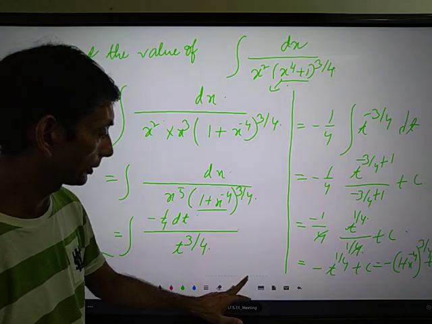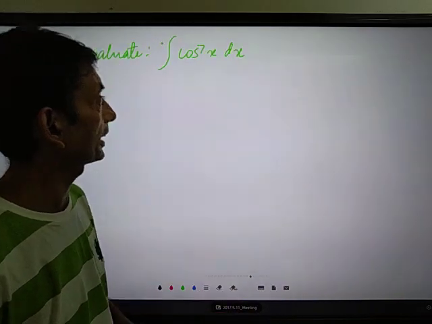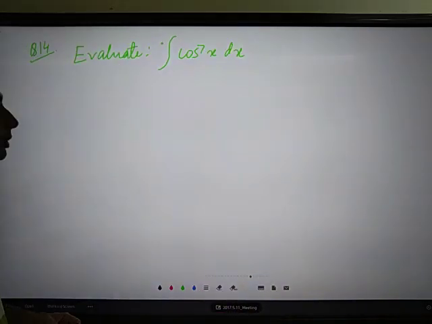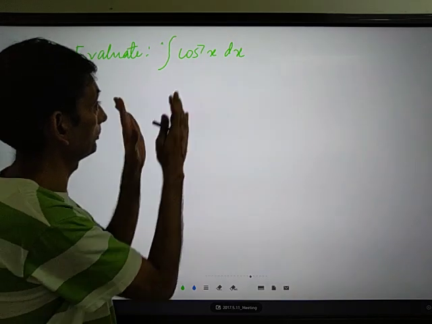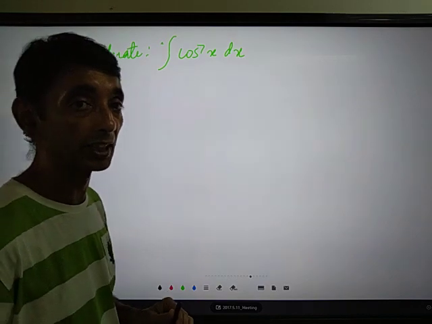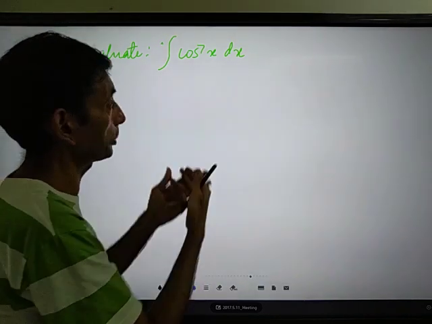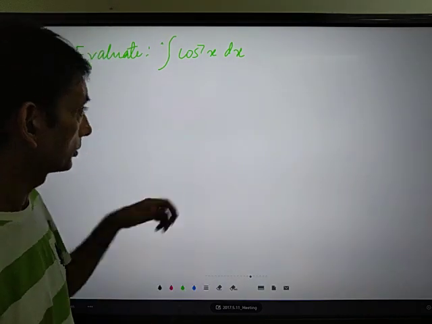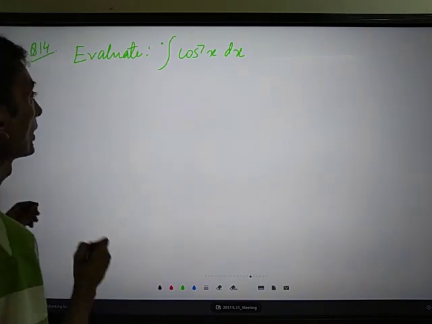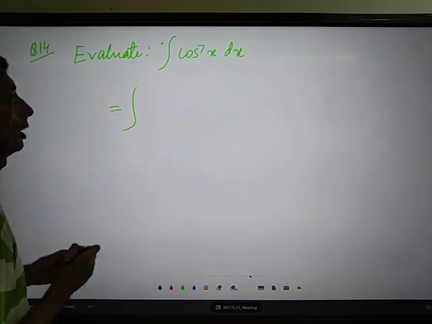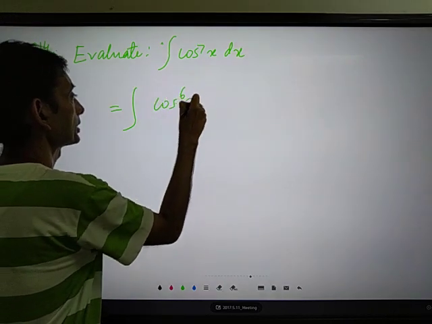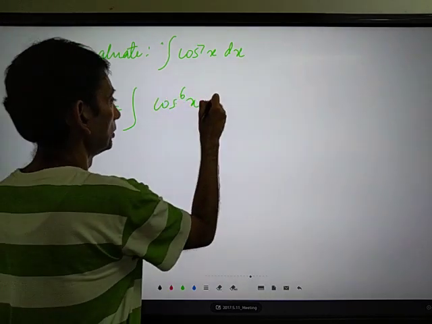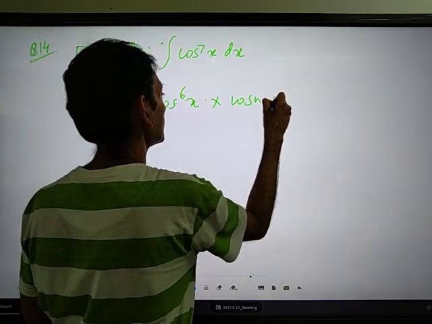Okay, let's take another question: evaluate the integral of cos to the power 7x dx, an indefinite integral, where relatively higher powers of trigonometric functions are there. So how do we solve questions like these? We can try this: write cos to the power 6x into cos x dx.